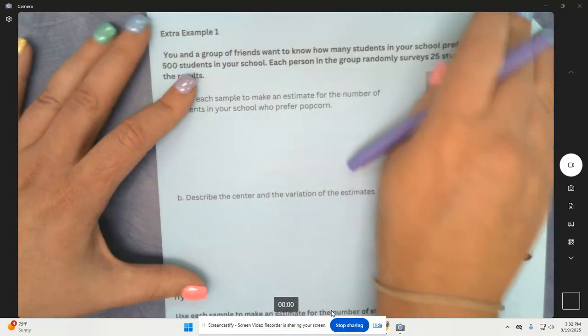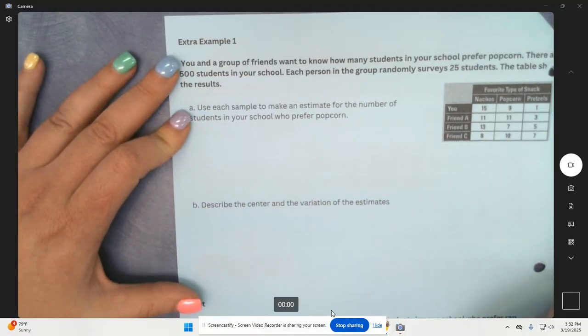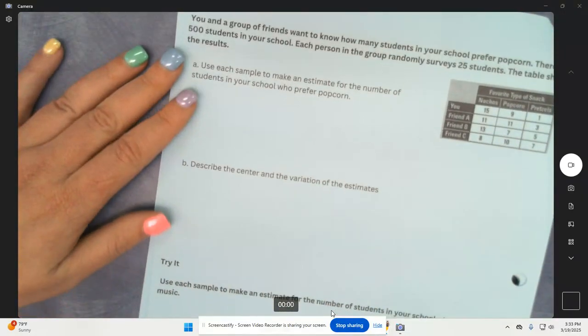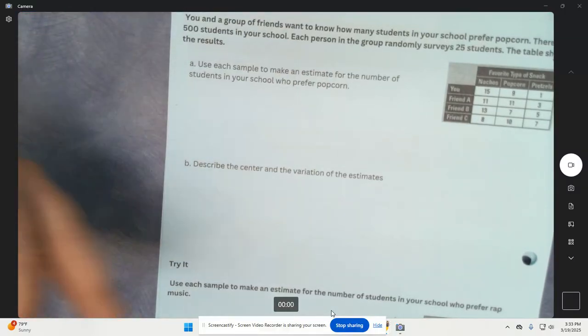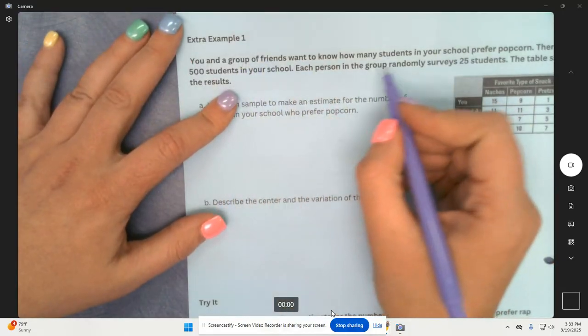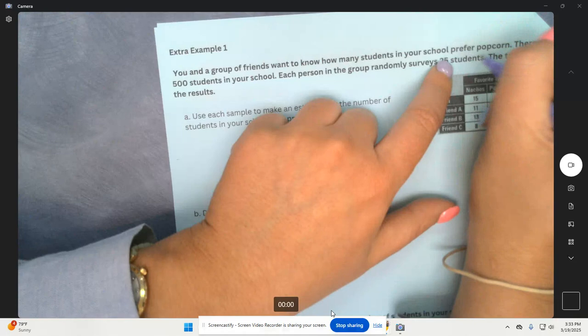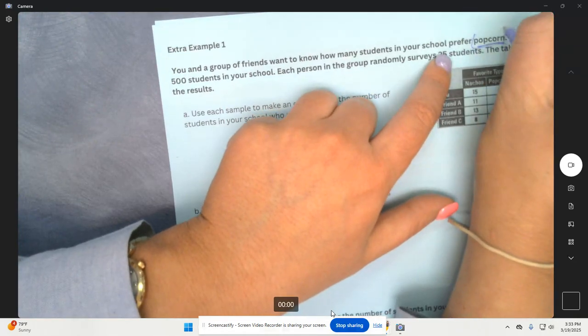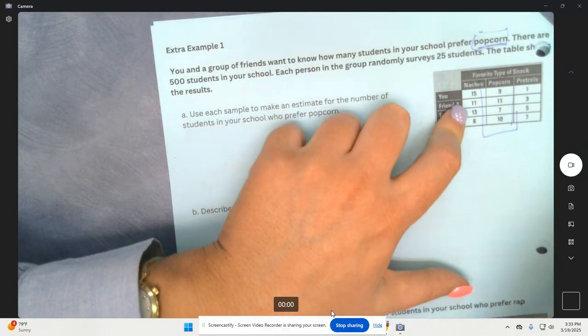And the extra example 1 is very similar, and so what I want you to do here is do the same steps that we did here. I want you to pause the video, and I want you to go through that same process that we just did. Okay, because this time you and your friends want to know how many students in your school prefer popcorn. That's going to be our event. So we're just looking at popcorn. We can go ahead and highlight that.